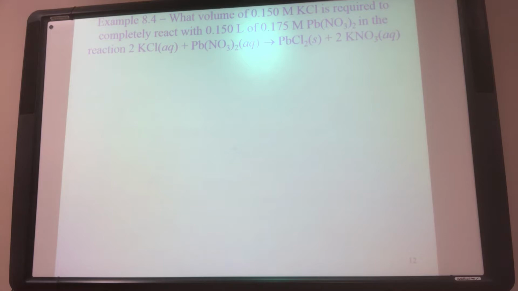A volume of 0.150 molar KCl is required to completely react with 0.15 liters of 0.175 molar PbNO3 in the reaction. So I give you the balanced equation, and so we want to know what? What are we looking for? We're looking for the volume of this guy. So I find that guy, and underneath it, I just say volume. And I'm going to let you know that I want it in liters. So I want the volume of that guy.